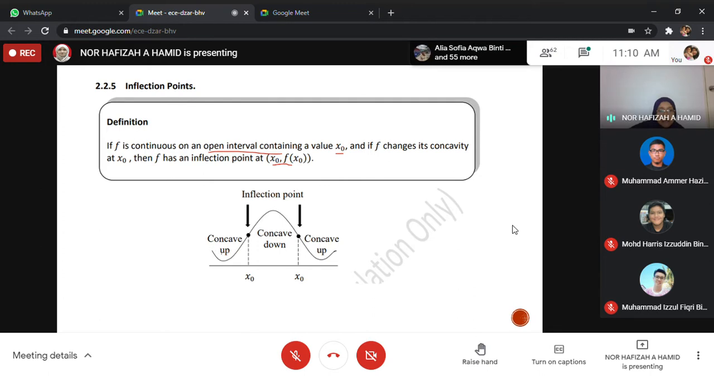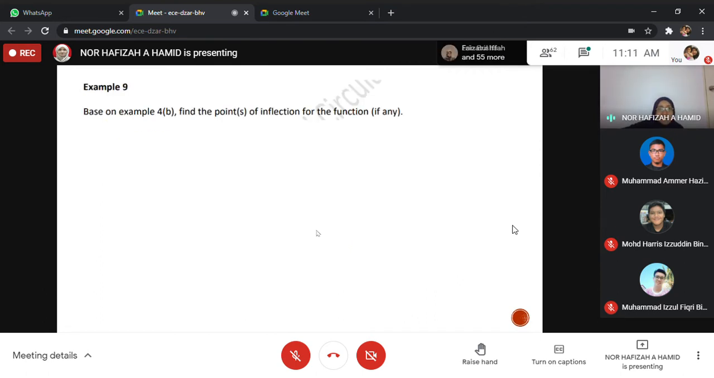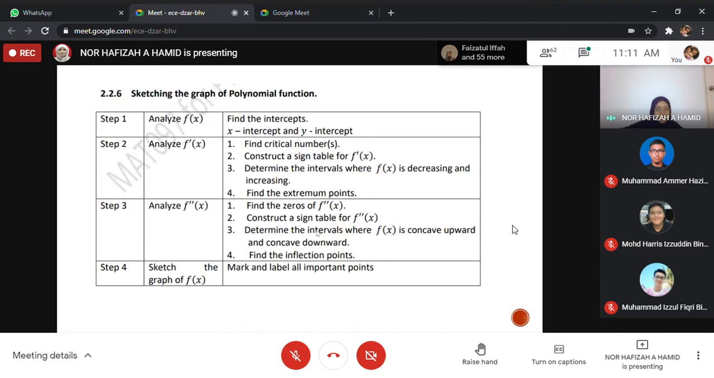For example, you can refer to this diagram. First, we have concave up and we have concave down. The point in the center between concave up and concave down, where the concavity changes, we call the inflection point. The same goes for this one: concave downward, and we have concave upward. This point we call the inflection point. Example 9 also you can refer to the recorded video. I want to move straight to example 12 later.